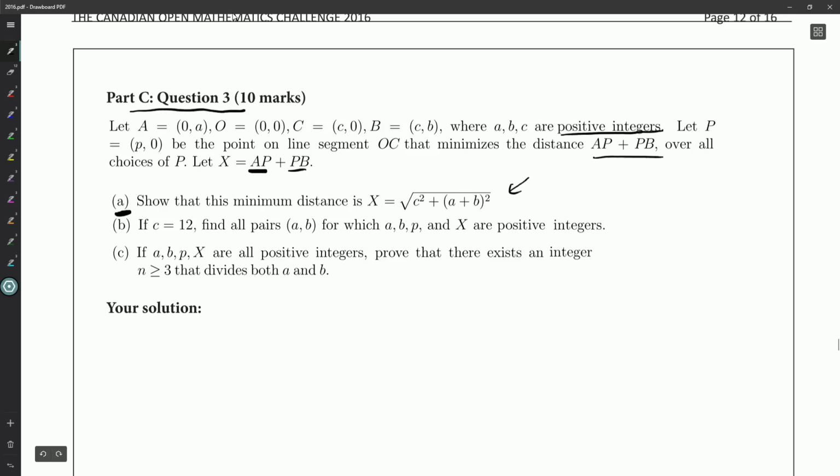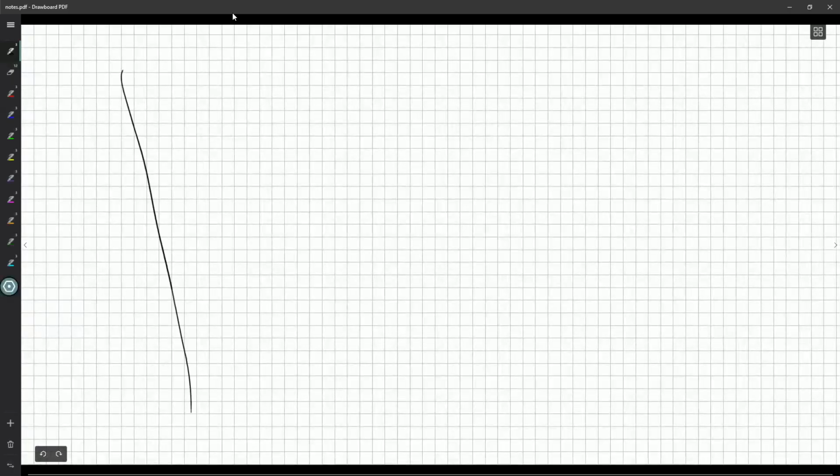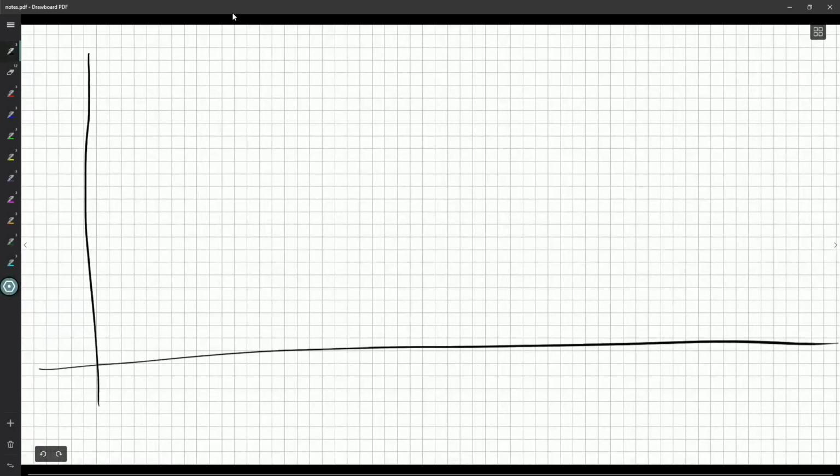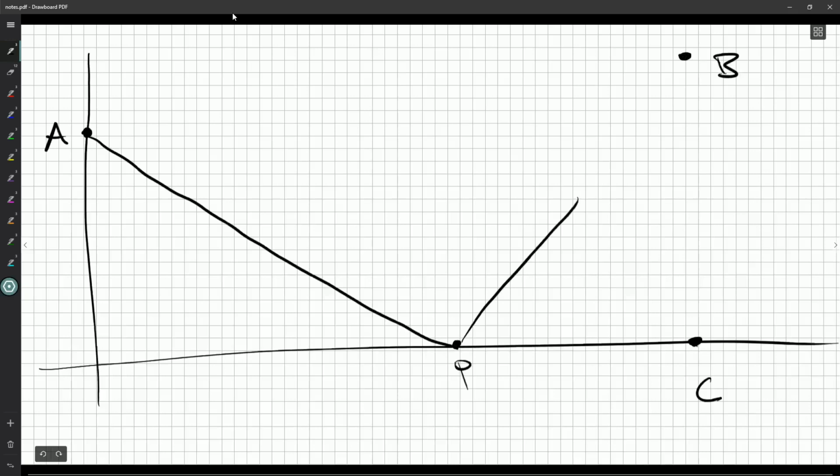It also looks like a triangle. Right angle triangle. Let's go across like that. So A is somewhere up here. And C is somewhere out here. And B is above C, so maybe out here. And P is somewhere down here to minimize this distance.